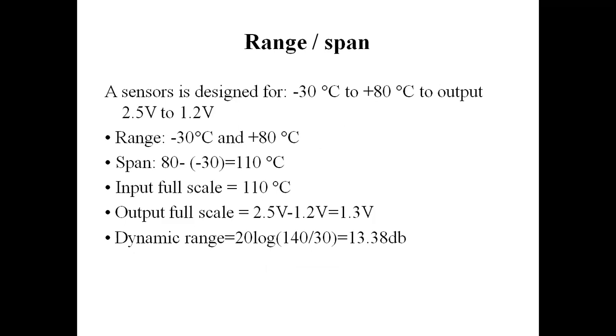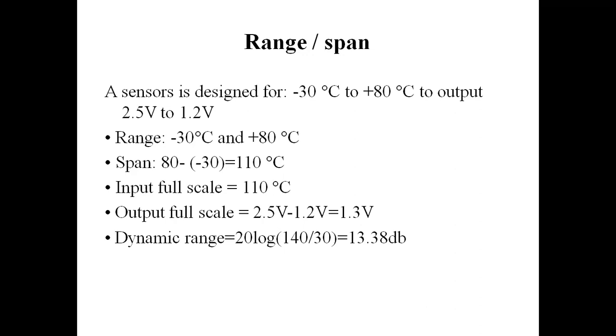See here, a sensor is designed for minus 30 degrees Celsius to plus 80 degrees Celsius, with an output of 2.5 volts to 1.2 volts. What about the range? The range is given by the upper and lower limits of the sensor, which are minus 30 degrees Celsius and plus 80 degrees Celsius. In the case of span, we take the arithmetic difference, 80 minus minus 30, so the span is 110 degrees Celsius.